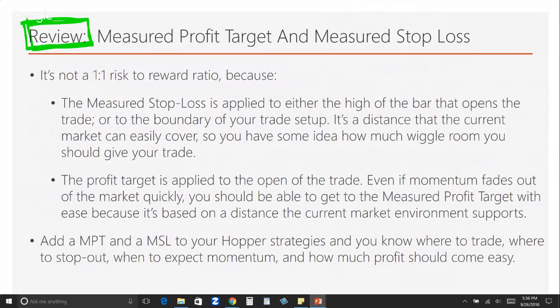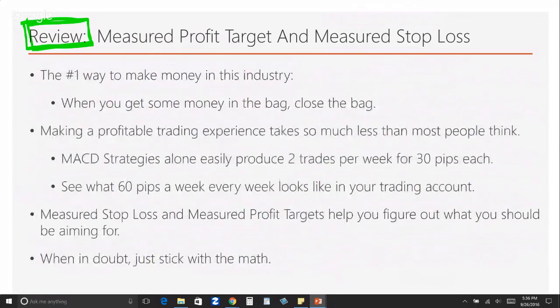All right, so you can add a measured profit target and a measured stop loss to your hopper strategies, and you know where to trade, where to stop out, when to expect momentum, and how much profit should come easy. It's the whole trading deal all together in one place. The number one way to make money in this industry, don't forget: when you get some money in the bag, close the bag. That's the number one way to make money.